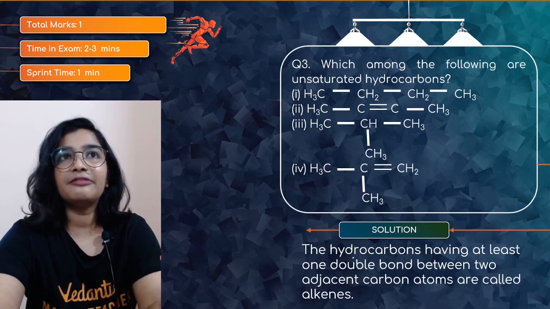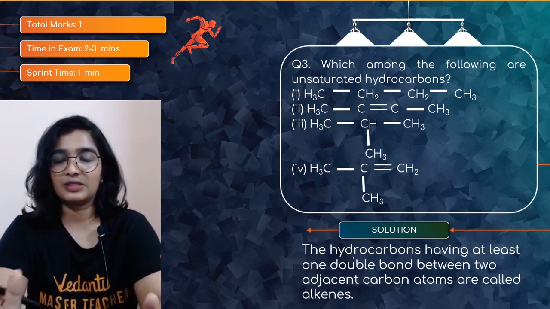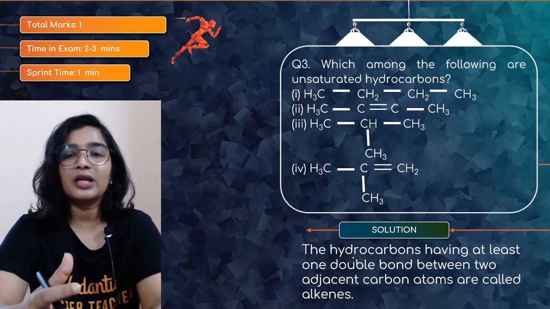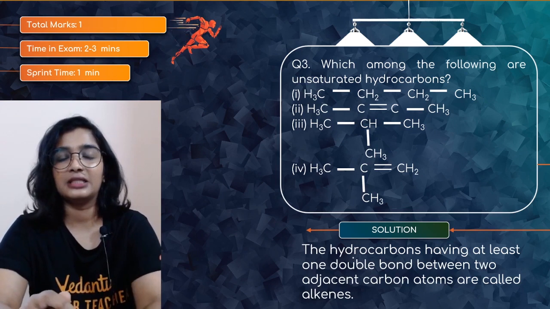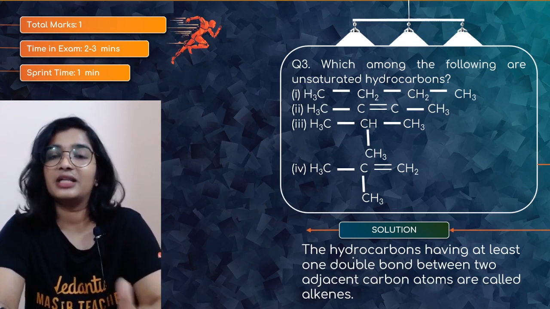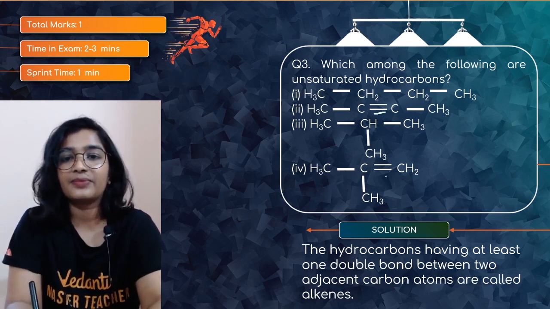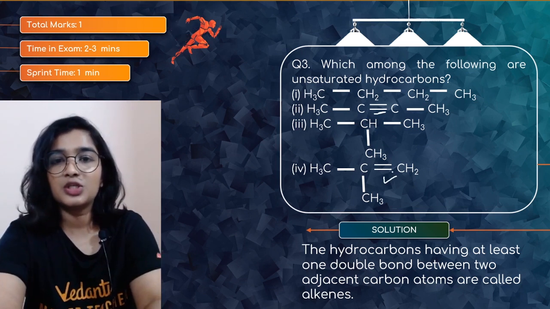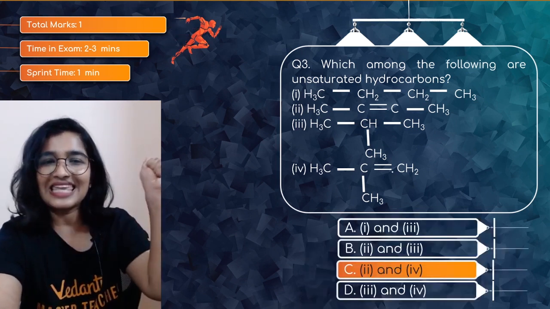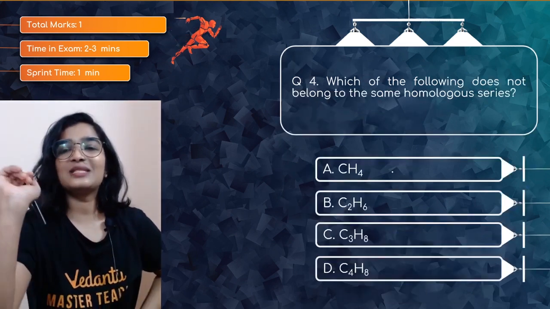So see, the difference between saturated and unsaturated, I'm sure you all must know that, but still let me just explain it to you again. So in saturated hydrocarbons you do not find any multiple bonds, double or triple bonds will not be there, whereas in unsaturated there will be at least one double or triple bond. So here I see a double bond and here also. So option 2 and 4 must be the right answer. Yay, come on, give me a high five. Good. Next is question number 4.